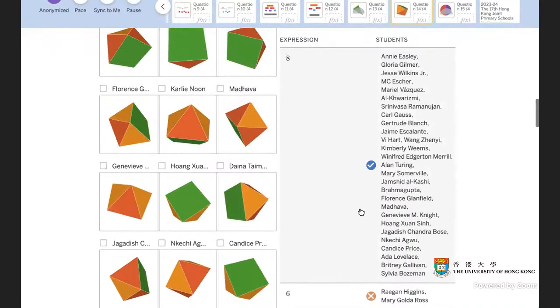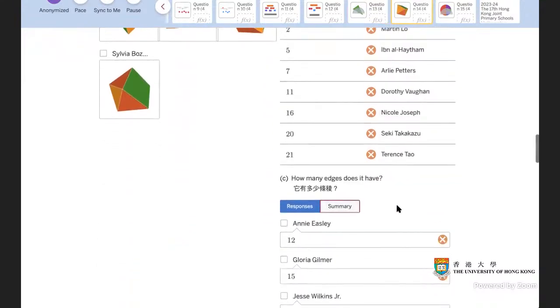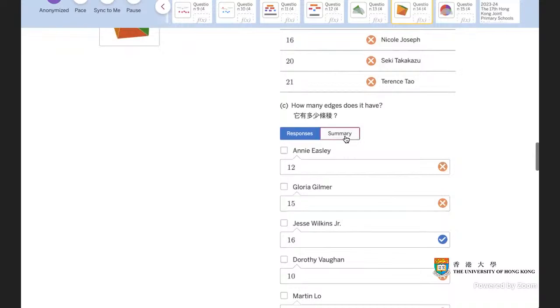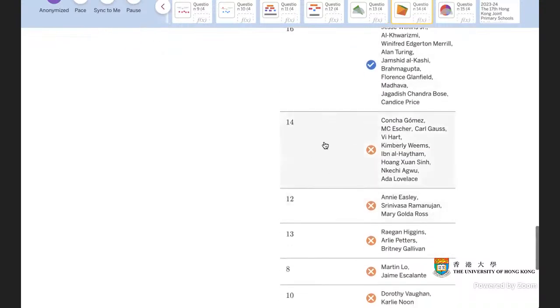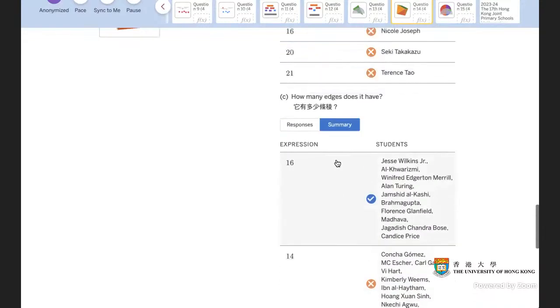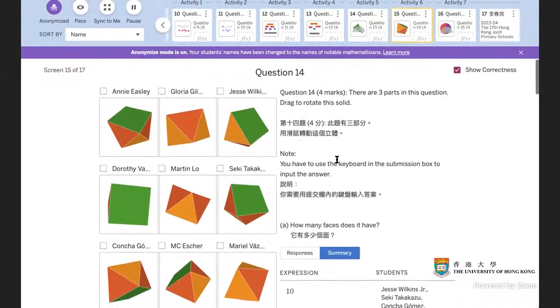So quite a lot in this group know that there are 8 vertices. Okay. And edges, here we can also get the summary, 16 edges, but also quite a lot think that there are 14 or 12 edges. Okay. And this shows some common mistakes among the students in counting the edges, which is good to follow up on if we have a chance to discuss with the students.